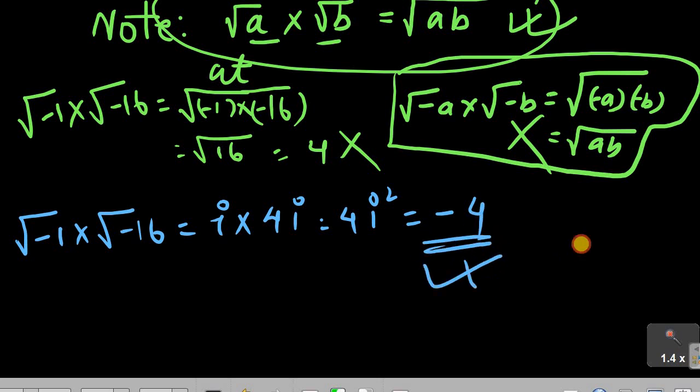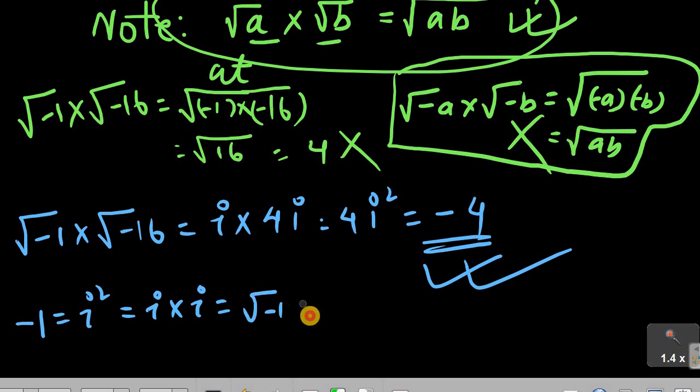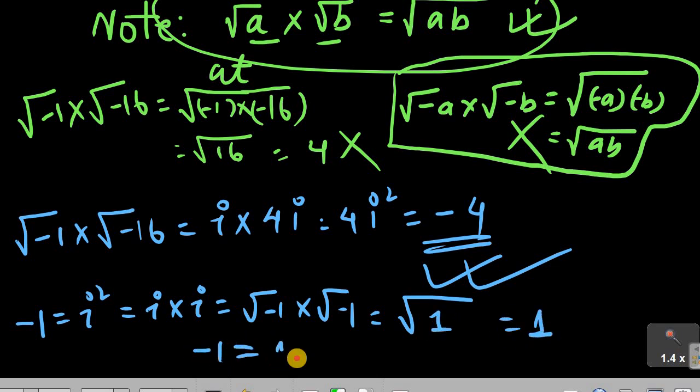Okay, this is correct. If somebody tries to fool you by writing minus 1 equal to i squared, equal to i into i, that is equal to root of minus 1 into root of minus 1, equal to root of (minus into minus) 1, that is 1. That means he has proved minus 1 equals 1. I think now you can say it is not correct.